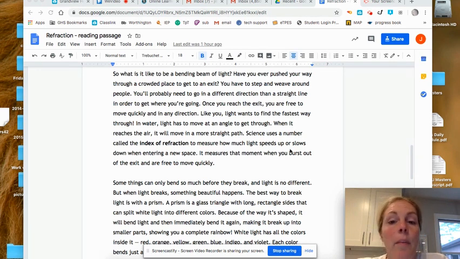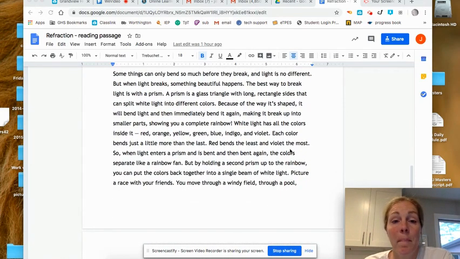Like you, light wants to find the fastest way through. In water, light has to move at an angle to get through. When it reaches the air, it will move in a more straight path. Science uses a number called the index of refraction to measure how much light speeds up or slows down when entering a new space. It measures that moment when you burst out of the exit and are free to move quickly.